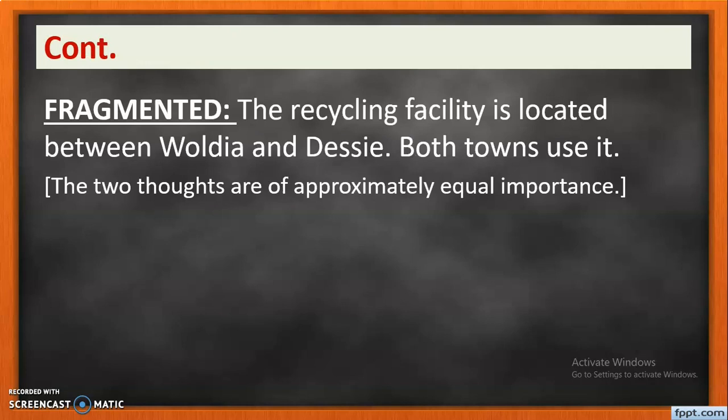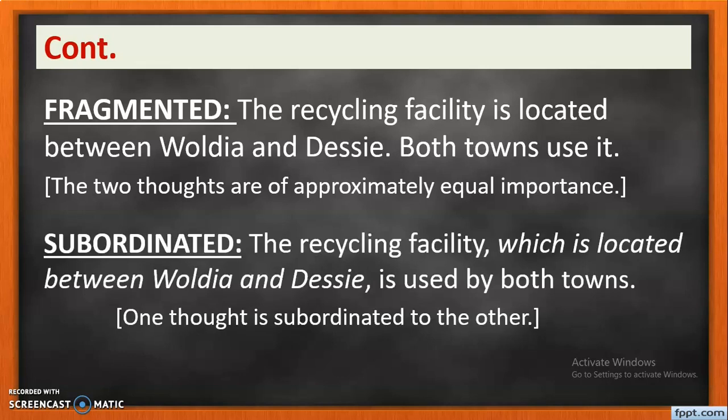Let me give you a good example. Look at these two fragmented sentences. The recycling facility is located between Waldia and Odessa. Both towns use it. The two thoughts are approximately equal in their importance, but they are fragmented. But when they are subordinated, they give a clearer image and idea relationship in the sentence.